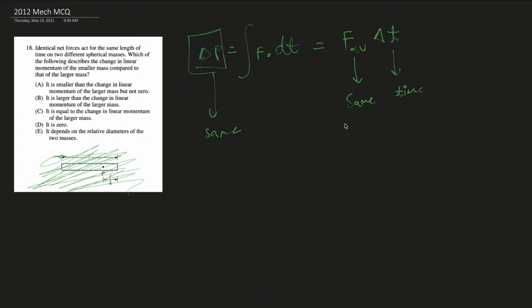This is a very similar scenario to when two objects collide with one another, right? According to Newton's third law, they both feel a force on each other. They're equal in magnitude but opposite in direction, and the time is the same, right? In a collision, the magnitude of the change in the momentum of the two objects is also going to be the same. So that's basically the entire concept they're testing in this question. So it cannot be smaller, it's not larger, it's equal to. So 18 is going to be C.